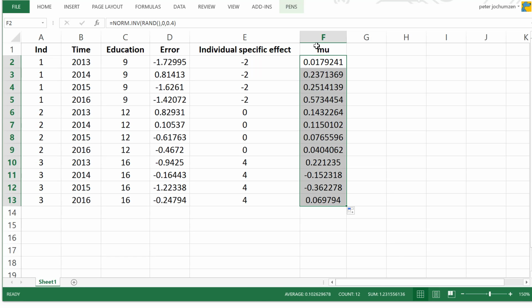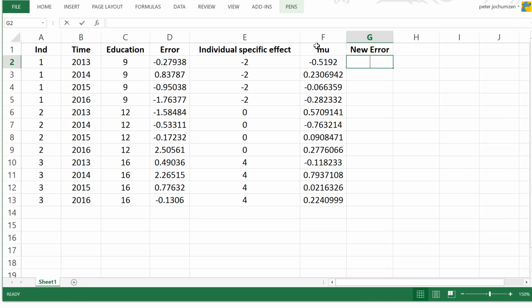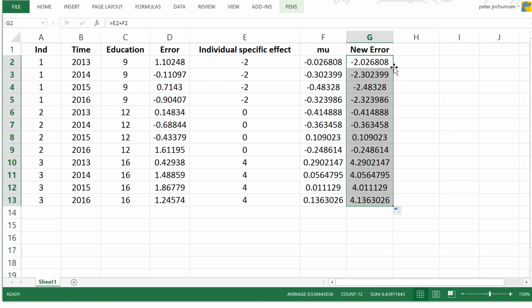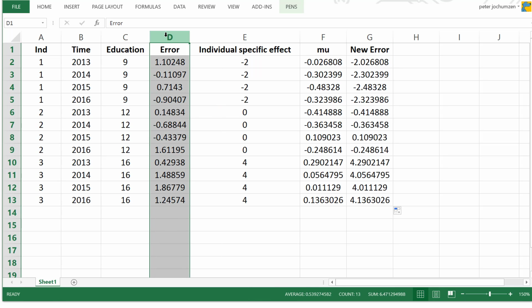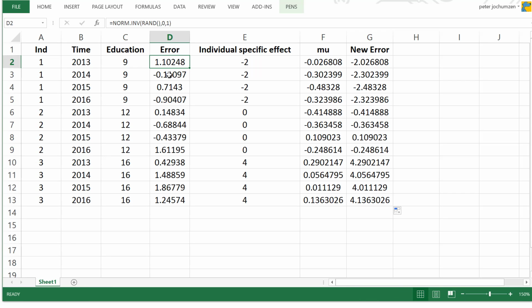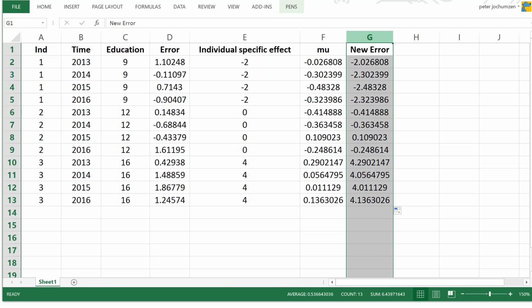The new definition of the error term is now the sum of the individual specific effect and mu. So let's call this the new error. It is E2 plus F2. Copy this down, and we now have a much more reasonable representation of the error term compared to the one that we started with. Assuming that the error terms are completely random just doesn't make sense. It just doesn't make sense for it to jump from positive to negative over time for the same individual. The new way of generating error terms makes a lot more sense.